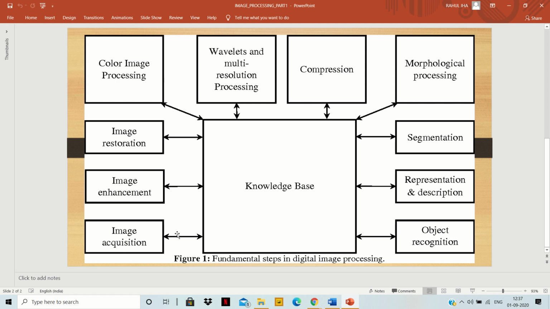The first step is image acquisition, then image enhancement, image restoration, color image processing, then wavelets and multi-resolution processing, then compression, and after this morphological processing. Then we need to segment the complete image and then represent and describe them so that we can get some better useful insights, and then finally object recognition. So these are all the steps, and most of the questions are going to be based on this only. So just learn this diagram carefully, and after learning this diagram you will find the answers.